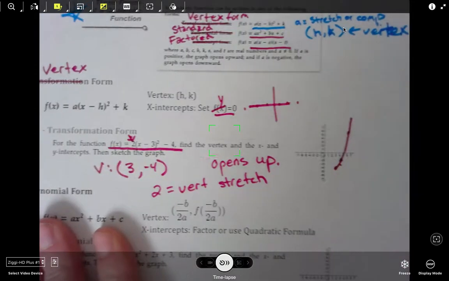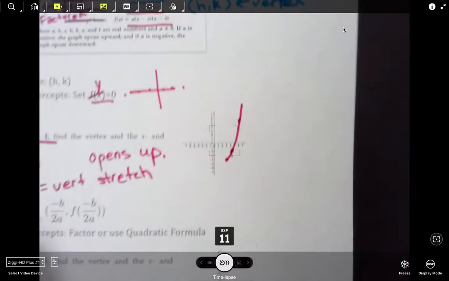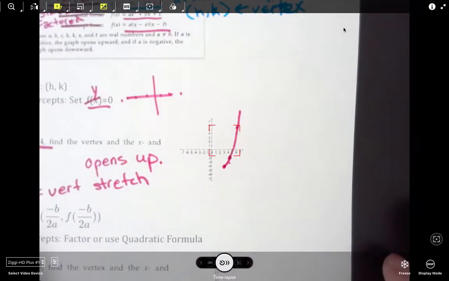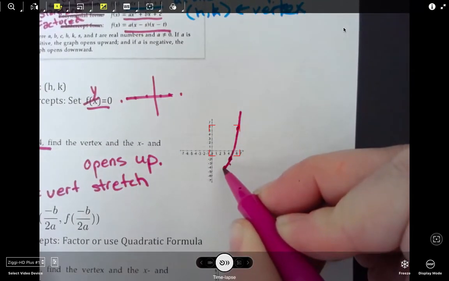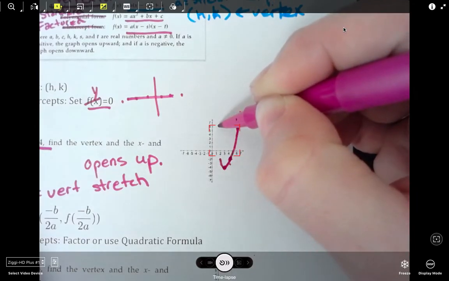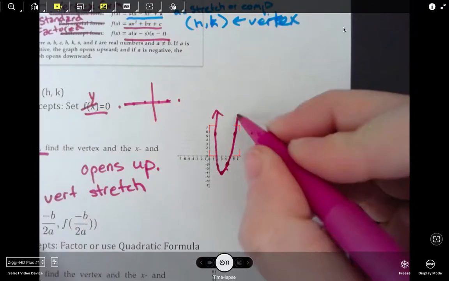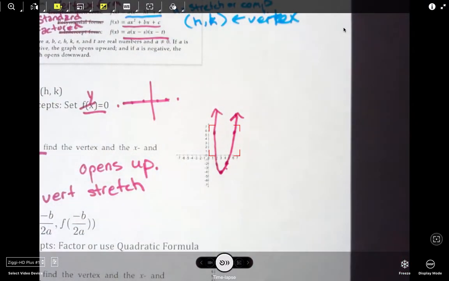Okay? Exposure. Let me zoom in. Is that better? Okay? 1 to the left is going to be 2 above, and then 2 to the left will be 8 above, so wherever that's at, maybe up there. So he is skinnier than what a normal parabola is because he's vertically stretched out. Okay? That's what he will look like.